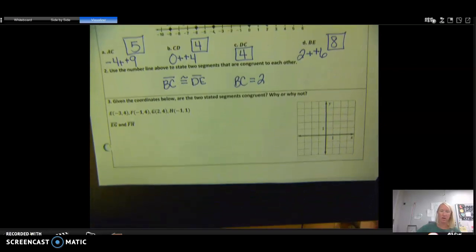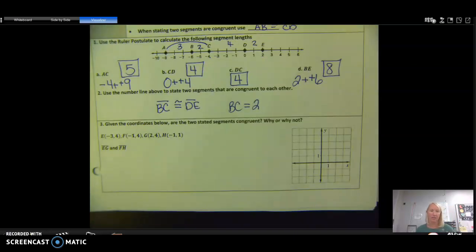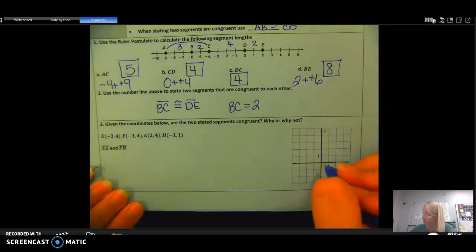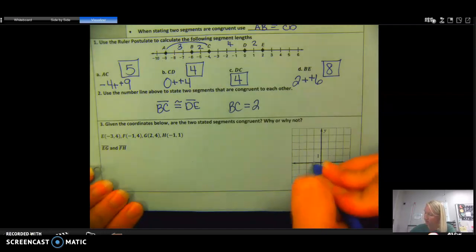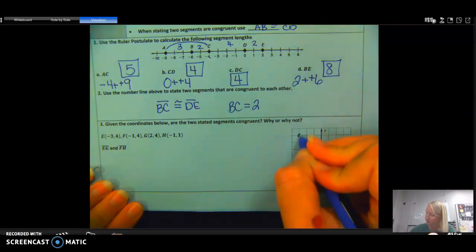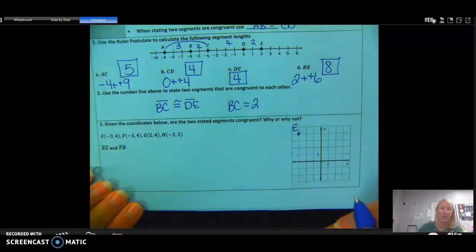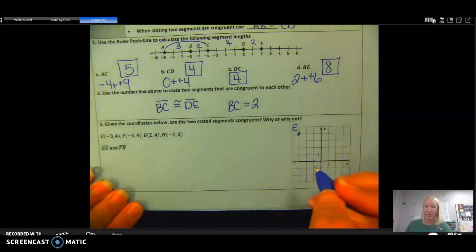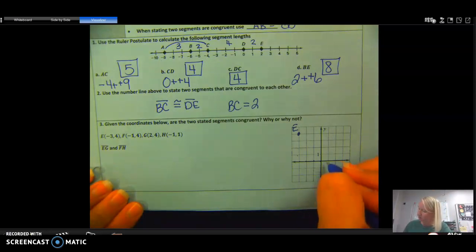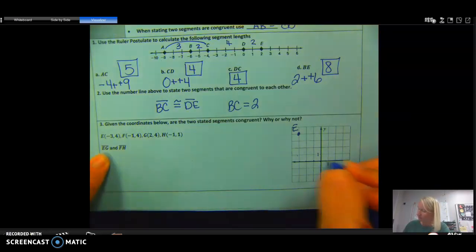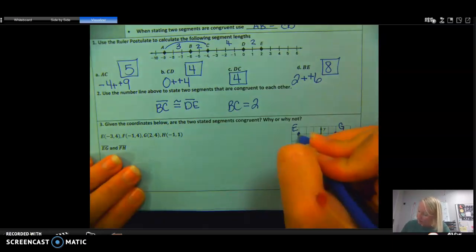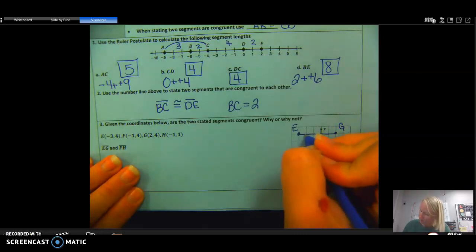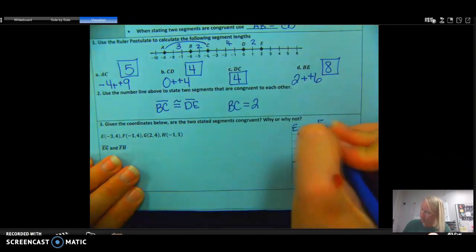All right, so given the coordinates below, are the two stated segments congruent? Why or why not? You have to remember how to plot points, right? So E is at -3, 4, so I start at 0, 0. That tells me go back 3 and up 4. I'm going to label that point E, so I know what I'm talking about. G is at 2, 4, so I'm doing E to G. So over 2, up 1, 2, 3, 4. And so we're talking about this segment. That segment is 1, 2, 3, 4, 5. It has a length of 5.